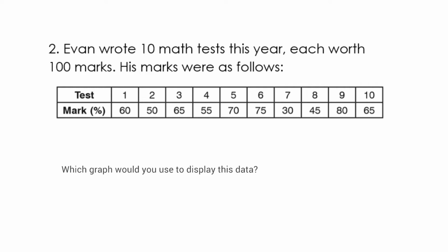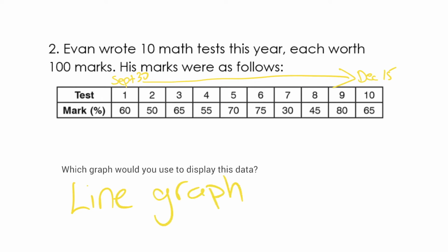I know you're thinking, it can't be a line graph because the line graph is over time, but these tests do go in time. If you're writing 10 math tests, this one might have been September 30, and this could have been December 15th. These are all tests that go in that order, because it is time. So you can use a line graph. That would be correct in this situation.